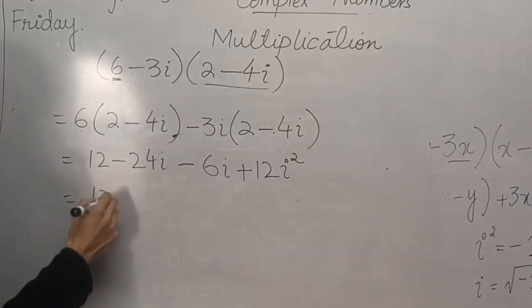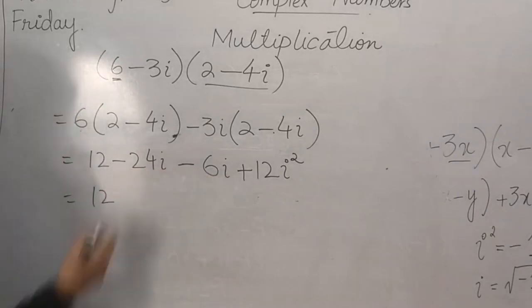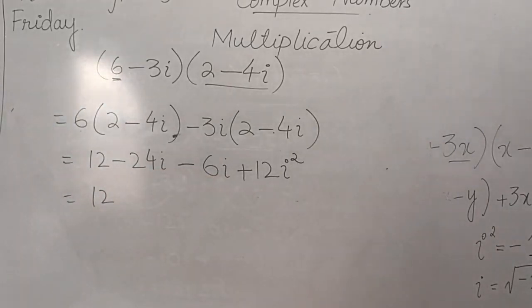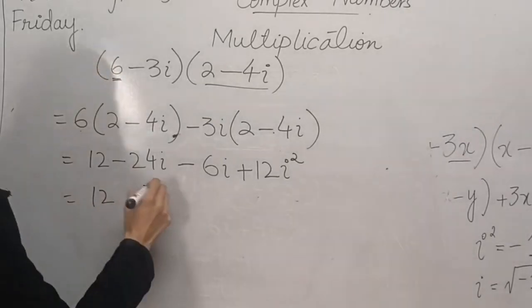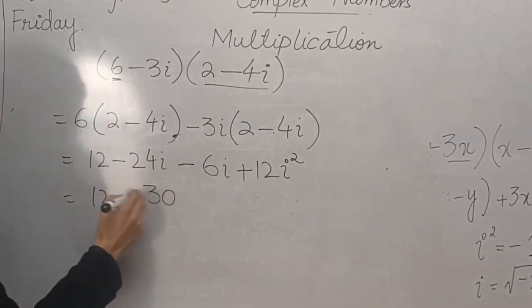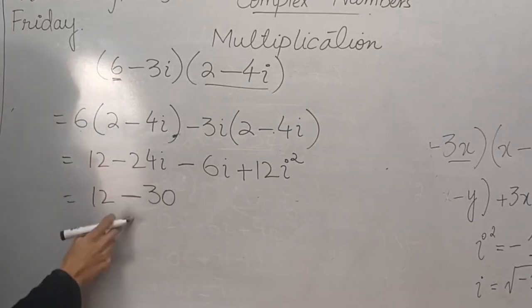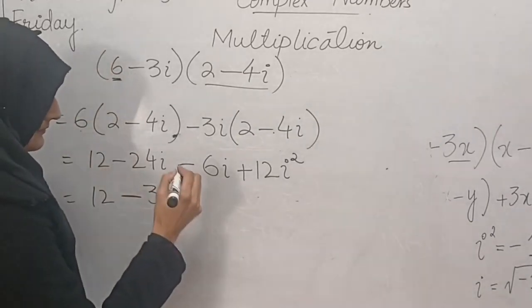Now, this is 12. These are two imaginary numbers, which can be easily solved. Minus 24 and minus 6. Minus 24 and minus 6 makes 30, and the number has the negative sign, so we will put negative 30 iota.